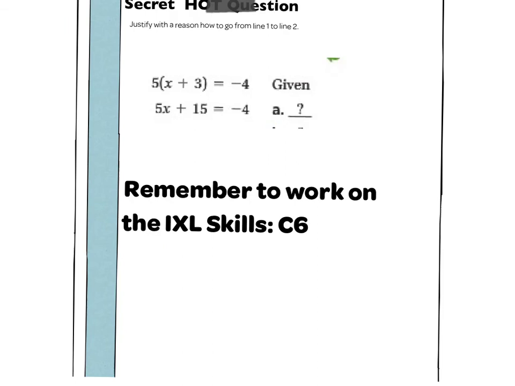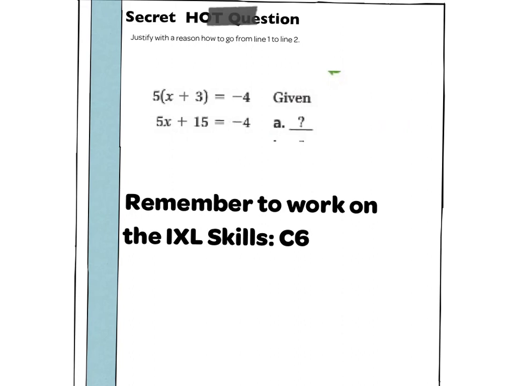Okay, so here's your secret hot question. It says, justify with a reason how to go from line 1 to line 2. So this is line 1, and this is line 2. So what is the reason why this is okay? What property allows it to work?